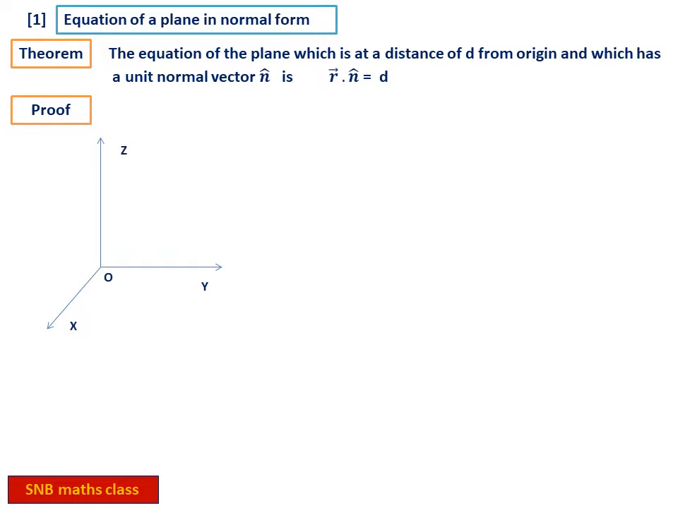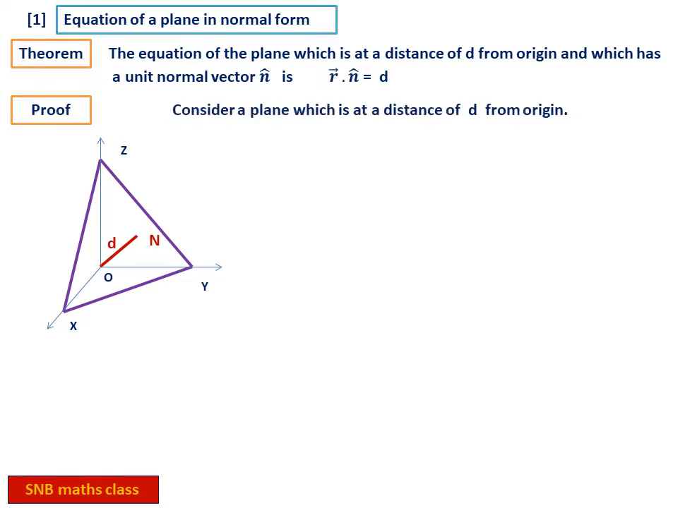See, this is the Cartesian system, that is the rectangular Cartesian system with origin O and x-axis, y-axis and z-axis. Let us say this is the plane whose equation we are interested in. Now what is the first thing given? The distance from the origin to the plane is d. Let us say this point is N, a point on the plane, and you are joining O and N. What is given is this distance is d.